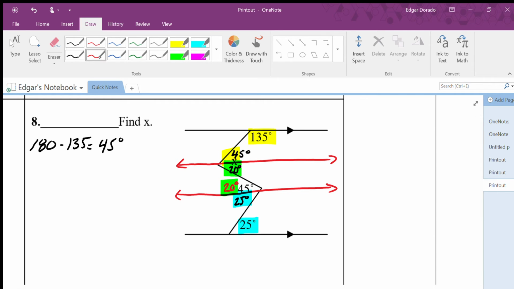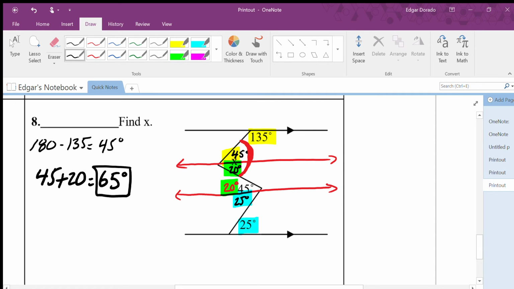So as you guys can see now, both of those angles will add to be 45 plus 20, or in other words, 65 degrees. So my final answer is 65 degrees.